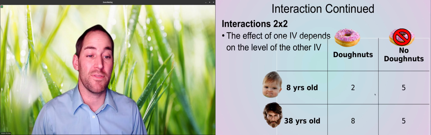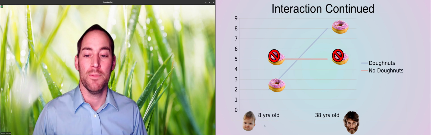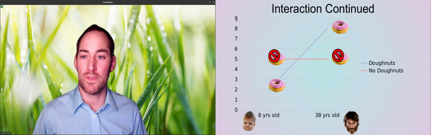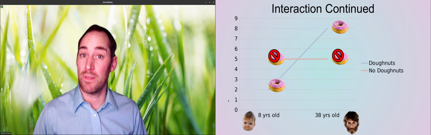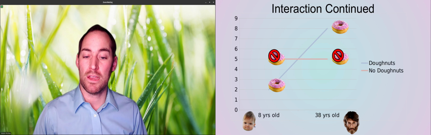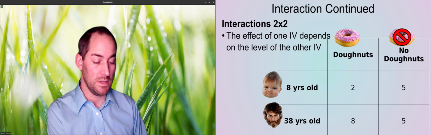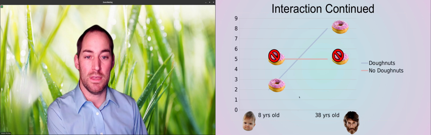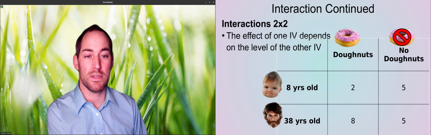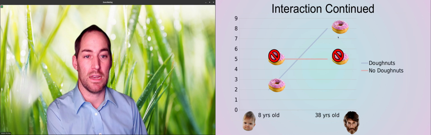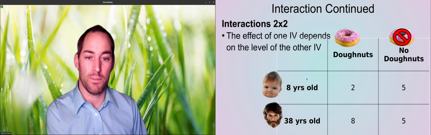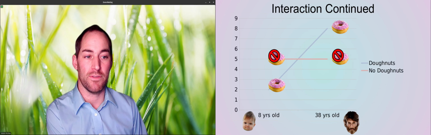But let's graph this out. Let's graph this out with lines. So that's what this looks like. We have the dependent variable here of Lego creations. We have the 8-year-olds over here, the 38-year-olds over here. So again, the 8-year-olds who had donuts made 2. You can see that is at 2. The 38-year-olds who had donuts, they made 8. So that is 8. And both of the groups who had no donuts made 5.